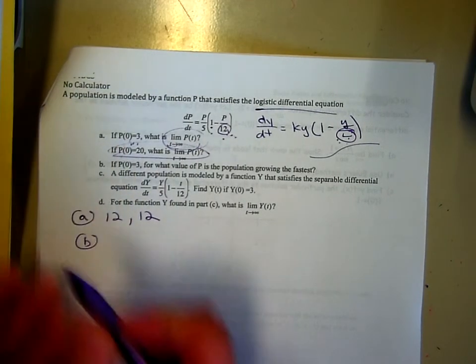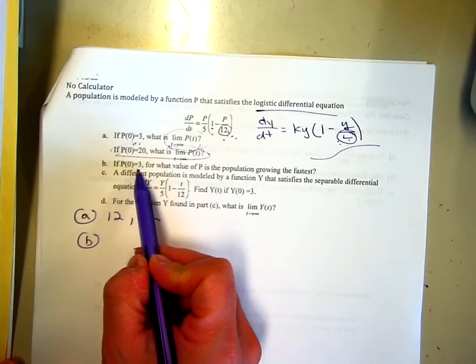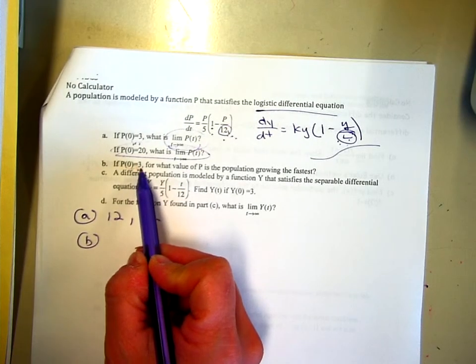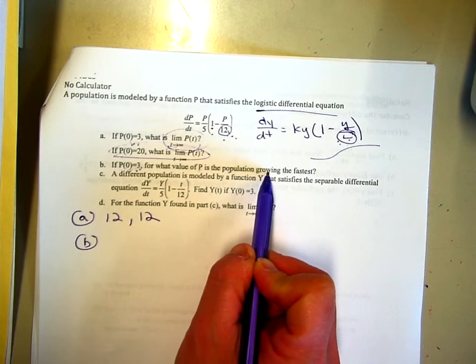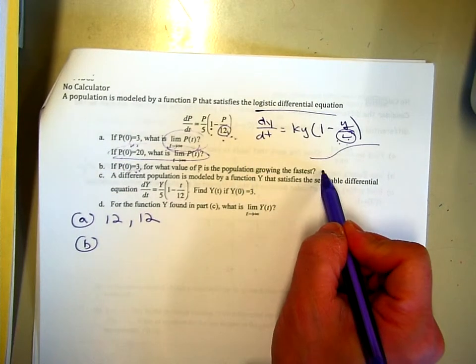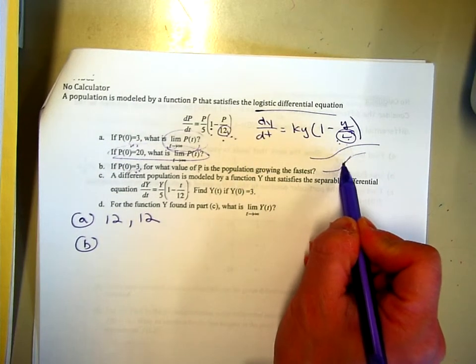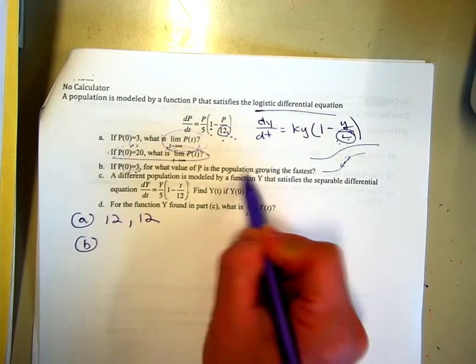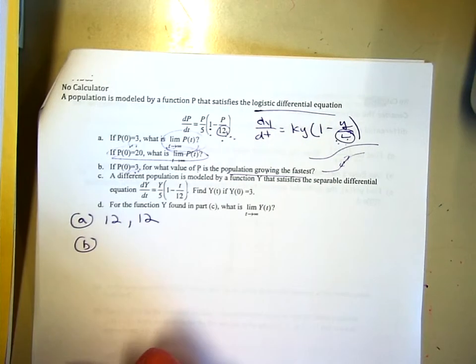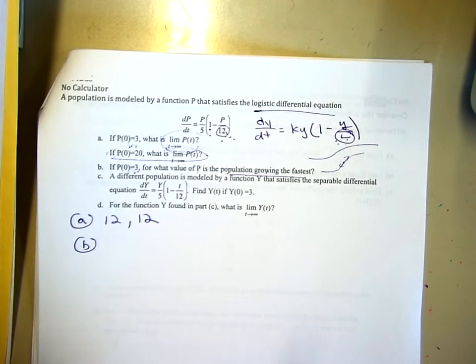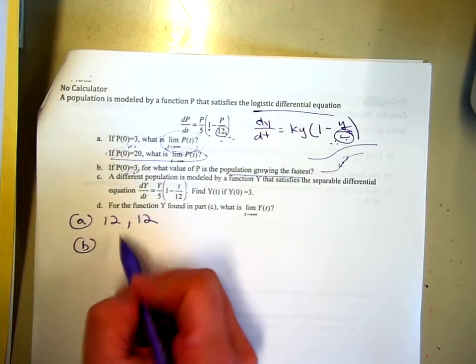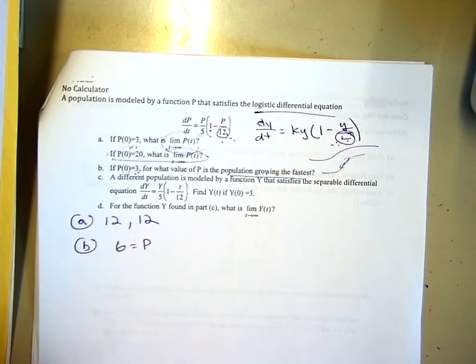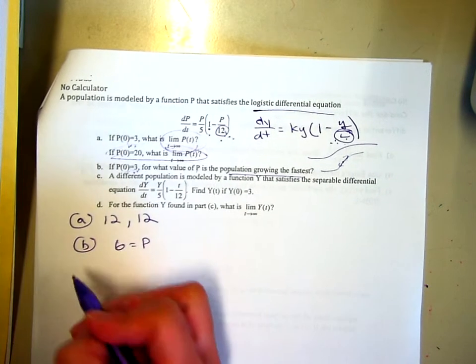Part B, if P of 0 is 3, so you start with 3 bears, for what value of P is the population growing the fastest? If you remember, another characteristic of a logistic differential equation is the steepest slope, which is where the population grows the fastest, always occurs at the point of inflection, which is always at half the limiting capacity value. So L is 12, so I know it always happens when P is 6. That's it, you're done. No work required.